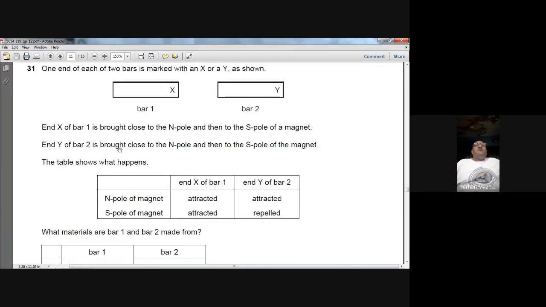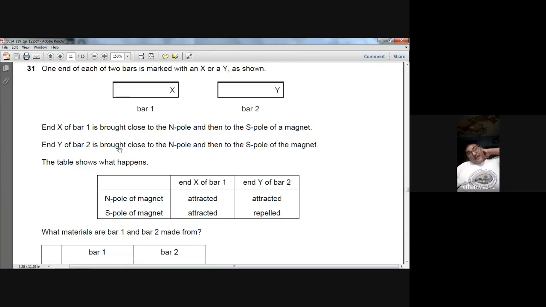One end of each of the two bars is marked with an X or a Y as shown. So bar 1 and bar 2 are two different materials and their ends are marked. Bar 1, its one end is marked as X. Bar 2, its one end is marked as Y. And X of bar 1 is brought close to the North Pole and then to the South Pole of a magnet. And Y of bar 2 is brought close to the North Pole and then to the South Pole of the magnet. The table shows what happens.